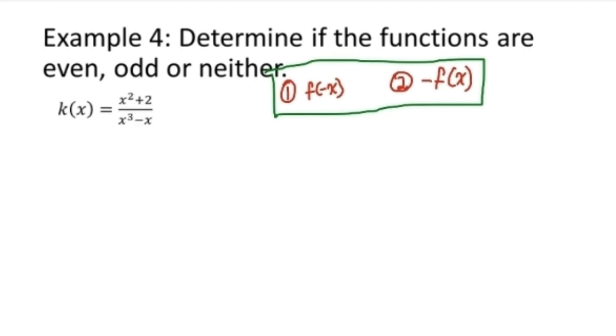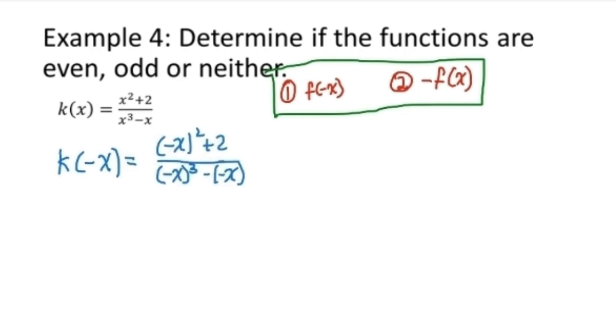Now we're going to determine if k of x, which equals x squared plus 2 over x cubed minus x, is even, odd, or neither. So the first thing we need to do is test to see if it's even, which we'll do by finding k of negative x. So we get negative x quantity squared plus 2 all over negative x quantity cubed minus negative x. If we proceed to simplify, negative x squared would just be x squared, and in the denominator, negative x quantity cubed would be negative x cubed, and then negative x would be plus x.